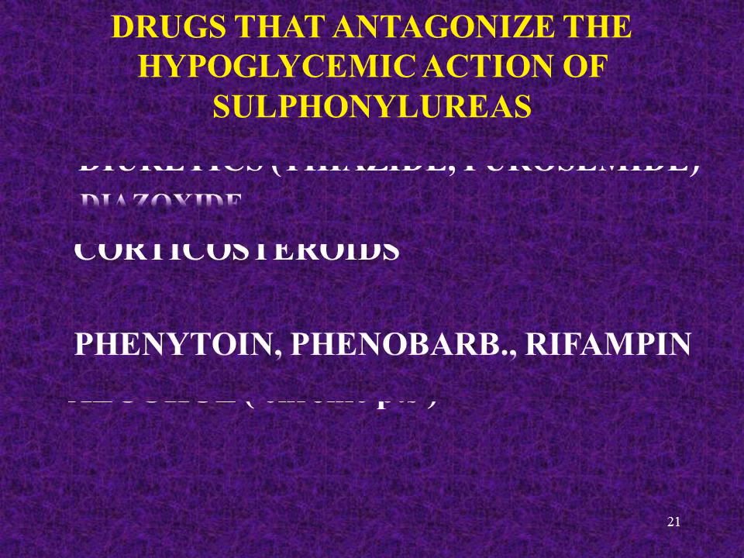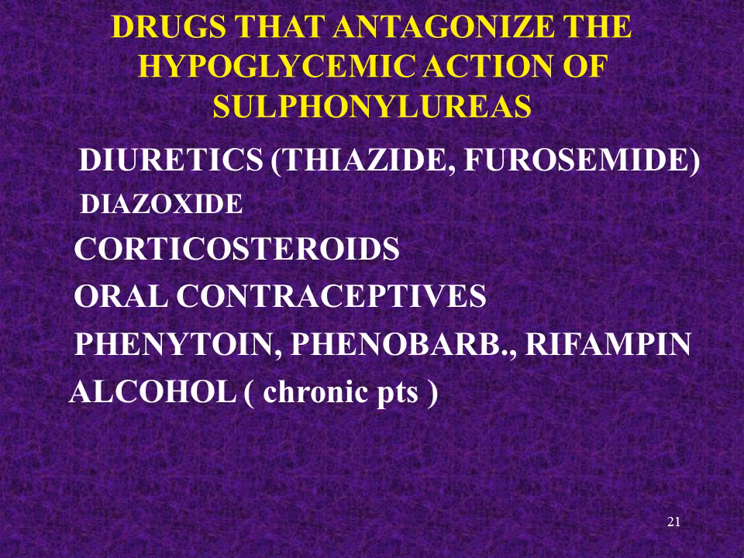Similarly, there is another list of drugs which can antagonize the hypoglycemic action of sulfonylureas. How? Diuretics like thiazide and furosemide, because they are also sulfur derivatives. Then diazoxide, corticosteroids, oral contraceptive pills, phenytoin, phenobarbital, rifampicin, and alcohol. These are enzyme inducers. So what are they going to do? They are going to enhance the metabolism of sulfonylureas, thereby antagonizing their efficacy and diminishing their activity as a hypoglycemic agent. So be careful when you're giving sulfonylureas along with these drugs.